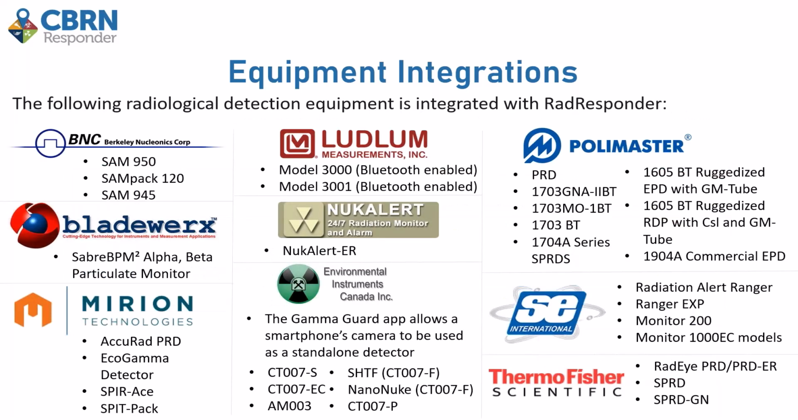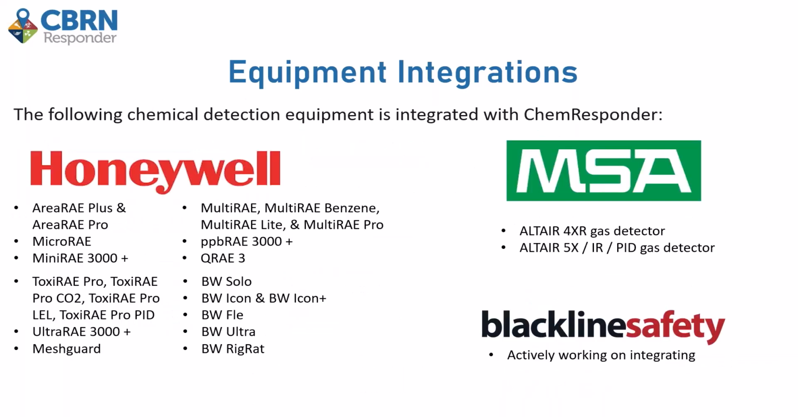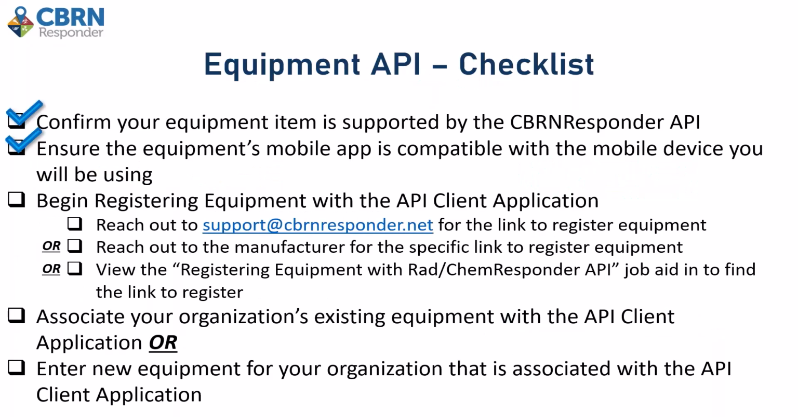These are the following radiological detection equipment items that have been integrated with RadResponder. We have currently 9 manufacturers, and again, all can be found on the website. We have a number of equipment integrated from Honeywell and MSA Safety, and are currently working with Blackline Safety to get them integrated with their equipment. We did confirm that, again, our equipment would be supported by the CBRNResponder API, and then we're going to confirm that we're using a device that is compatible with the integration.